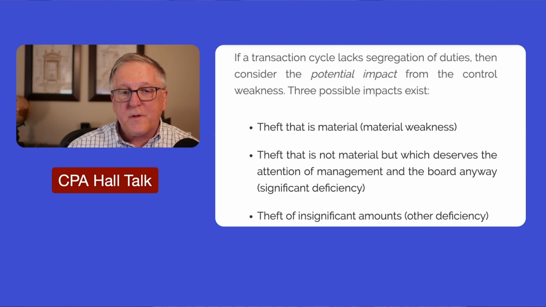And then if there's only a potential for theft of insignificant amounts, we'll put that in the 3rd category, which is an other deficiency. So the 3 potential deficiencies are material weakness, significant deficiency, and other deficiency. Now, I'm just using segregation of duties as an example of how you would identify the control weakness and then classify the internal control weakness into one, either a material weakness, two, a significant deficiency, or three, an other deficiency.